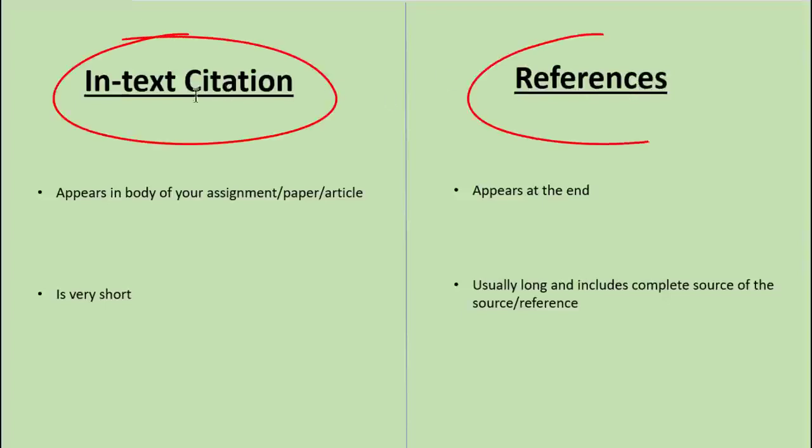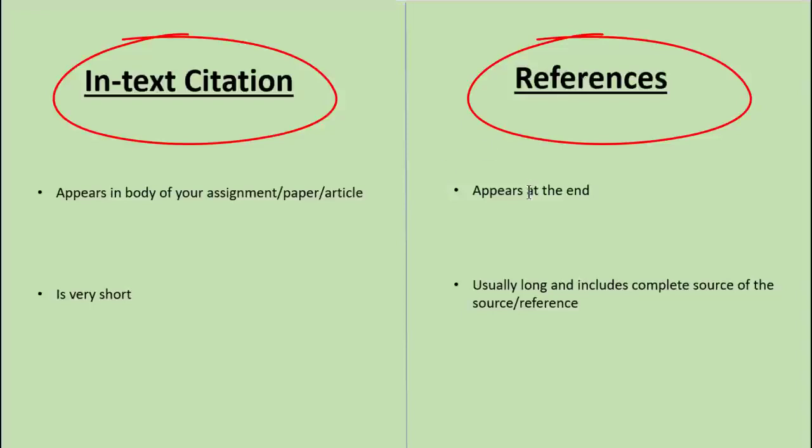So when we talk about citation and referencing, we need to know what is in-text citation and what is reference. So in-text citation always appears in the body of your assignment paper or article. So whenever you are writing an article, there is a body and there is a reference. So the first is obviously a title, then there is an introduction, a literature review and methods. All these are called body, and at the end there is a reference. So in-text citation appears in the body and reference appears at the end.